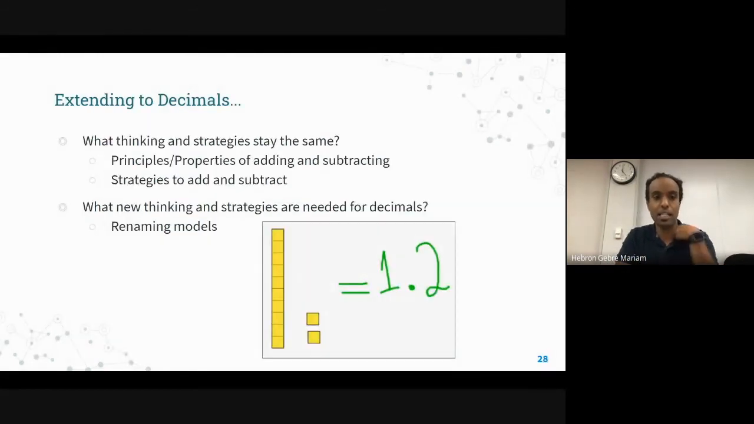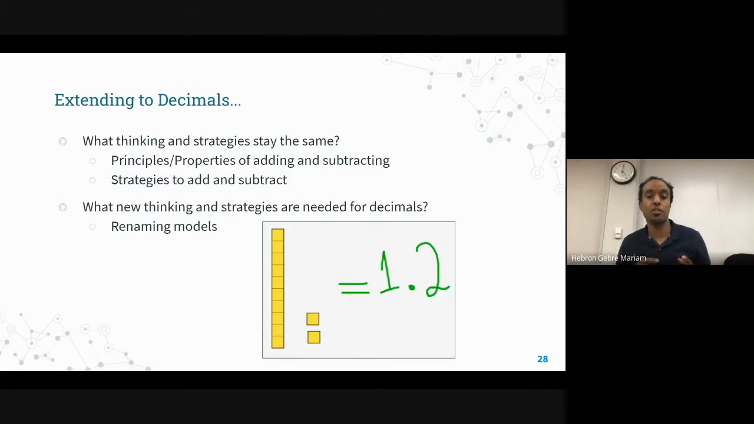All right, next slide. We've been talking about decimals in grade 6, which was predominantly all focused on decimals for topic 3, and the decimals that show up in tenths and hundredths in grades 4 and 5. What are some thinking strategies that stay the same? We know that the principles and properties, the commutative, associative, those things in whole numbers apply to decimals. We also know that the strategies we've just discussed apply both to decimals and to whole numbers.